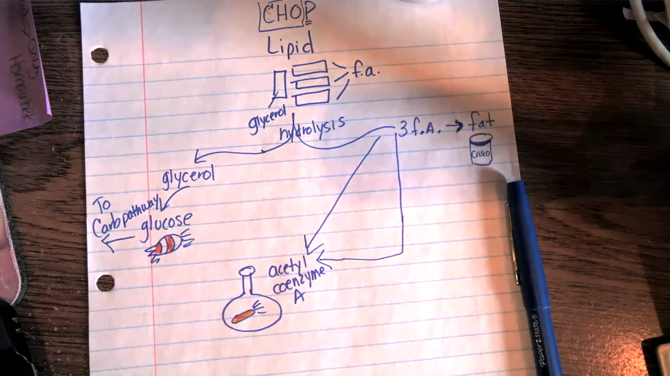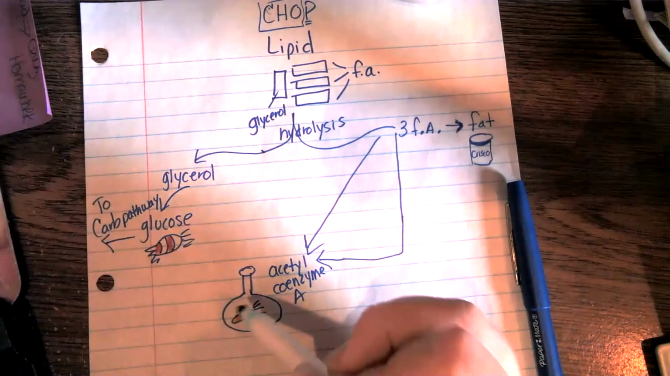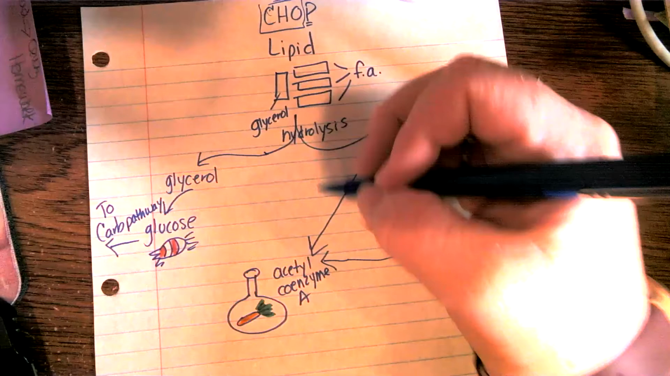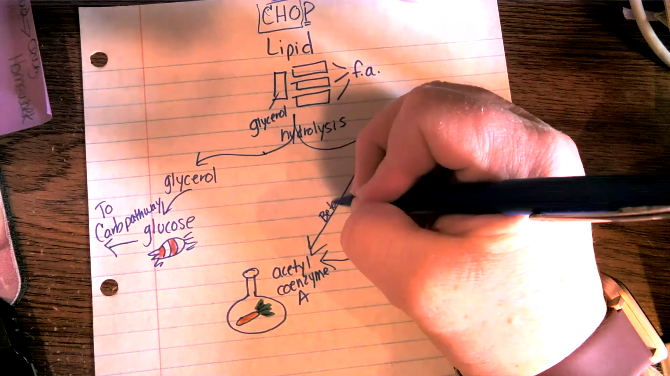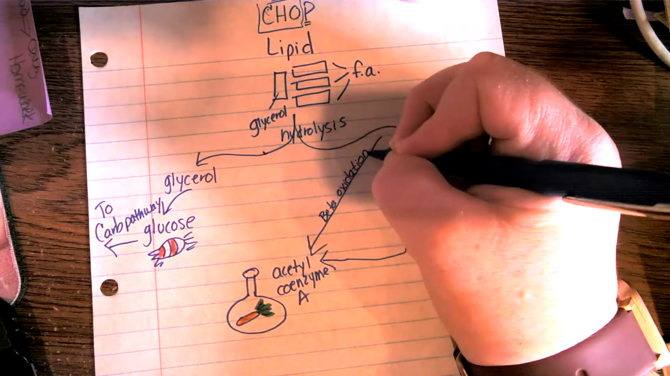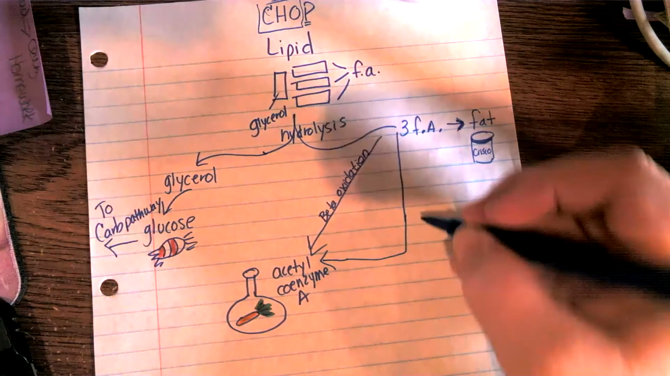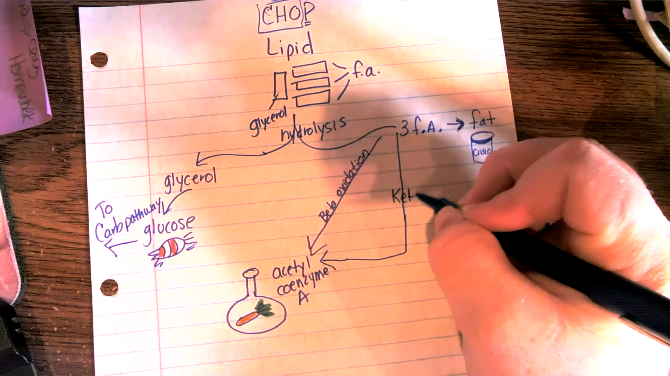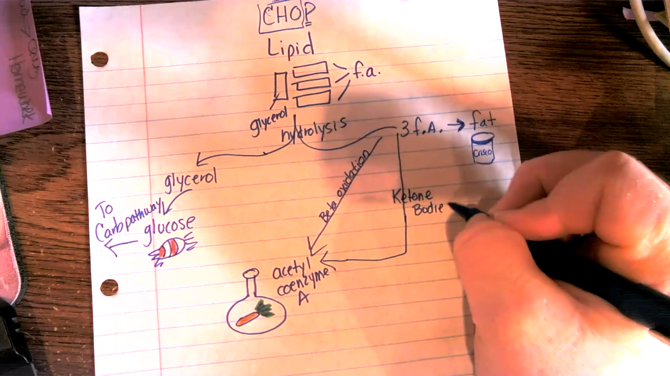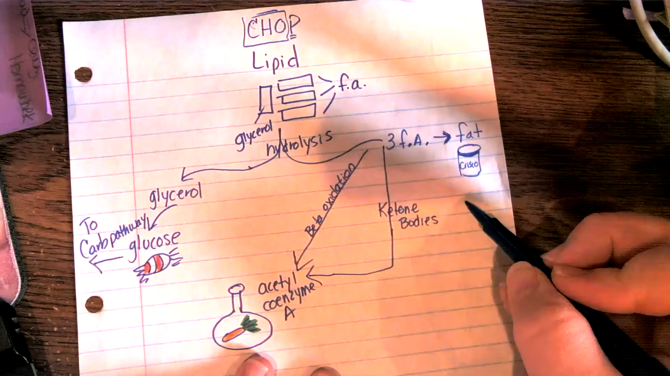But how do we get to that part? Because this isn't the same as breaking down and getting pyruvic acid. We have to go through a process called beta oxidation, which is a little bit different. And when we metabolize fats, we also get a byproduct of ketone bodies.